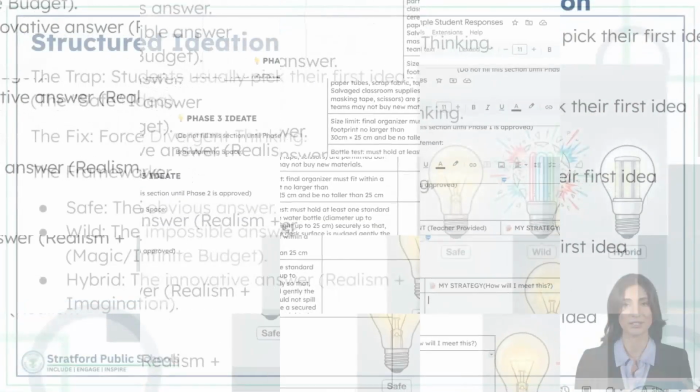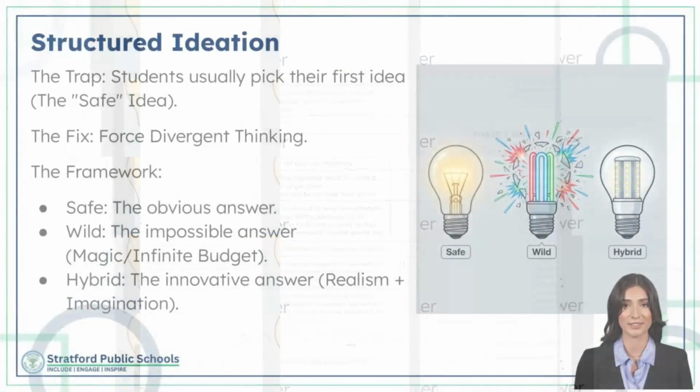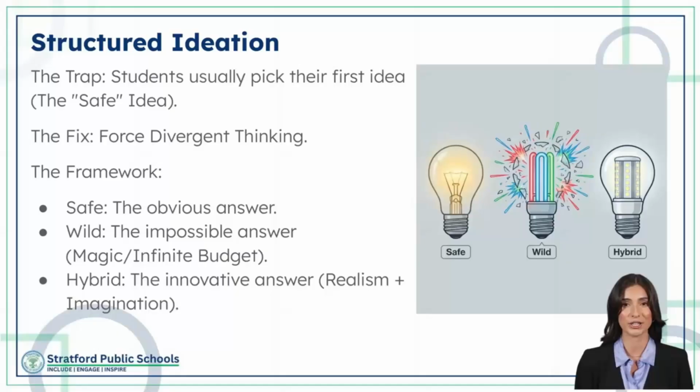Before we let them build, we have to make them think. Usually, a student gets the constraints and immediately picks the first solution that comes to mind. We call this the safe idea. It works, but it isn't innovative. To push them towards Standard 1.4, we use the Safe Wild Hybrid framework in our Launchpad.